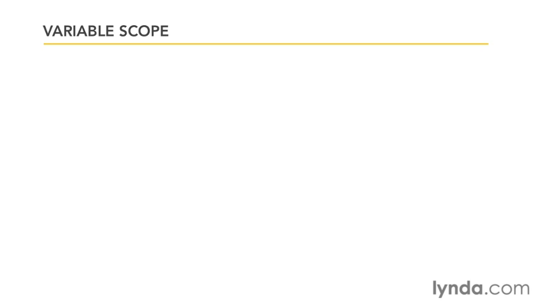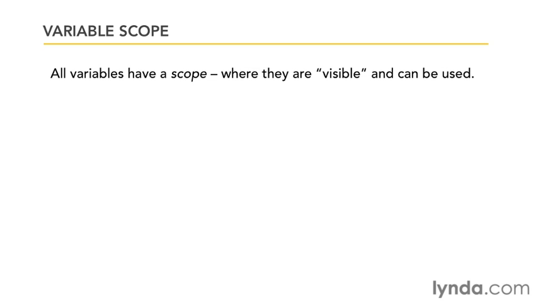One of the other common gotchas that you have to watch out for when you're using languages like C#, Objective-C, Java, or anything else that's a compiled language is the notion of variable scope. All variables have what's called a scope. This is where the variable is visible to the code and can be used. So let's take a look at an example and then I'll explain it.